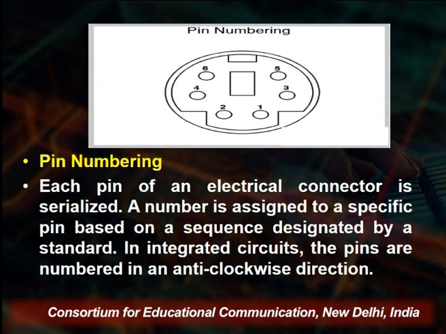Next is the pin numbering, that is defined here as 1, 2, 3, 4, 5. Each pin has a number. So each pin of an electrical connector is serialized. A number is assigned to the specific pin based on the sequence designated by the standards. In integrated circuits, the pins are numbered in an anti-clockwise direction. The pin sequence is basically a specific sequence which is given. A specific set of pins must be plugged first before inserting another set.